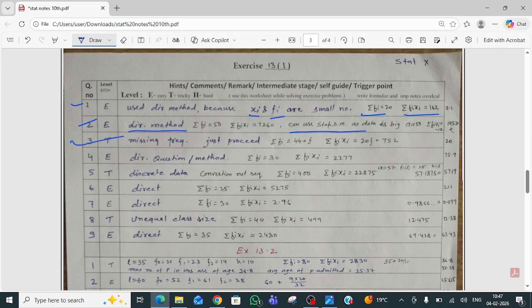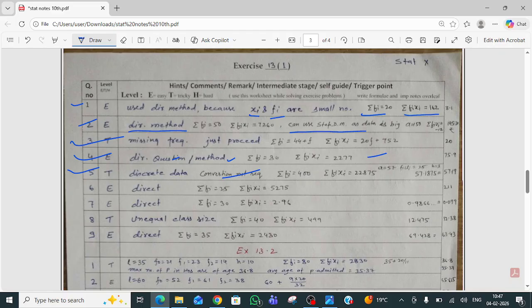Now, the third is a good question. Missing frequency. It is good because it is a little different type. The question is not difficult, so you do it as it is, just substitute all the values in the formula. The fourth is easy. It's a direct question, or you will use the direct method. Now, the fifth is a little tricky. It's discrete data, so conversion is not required in this question because the xi value will not change.